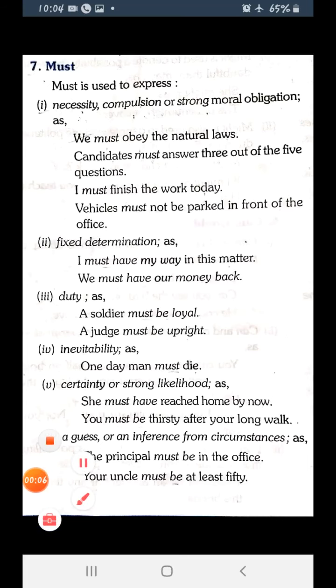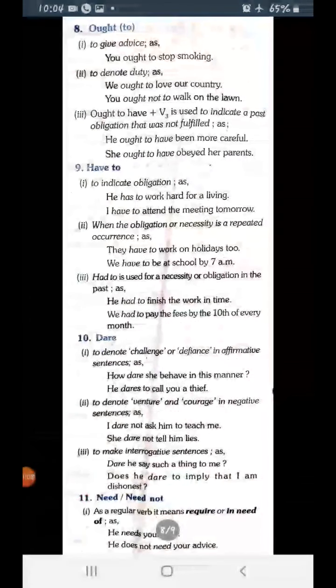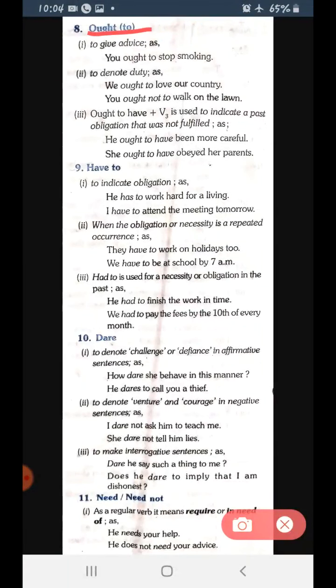Okay, let us see what is model number 8. Okay, it is ought or ought to. So ought to is used to give advice. Example, you ought to stop smoking. That means you should stop smoking or you must stop smoking. Now here, ought to is even stronger than should and must. Clear? Example, you ought to stop smoking. That means you should stop smoking at any cost.